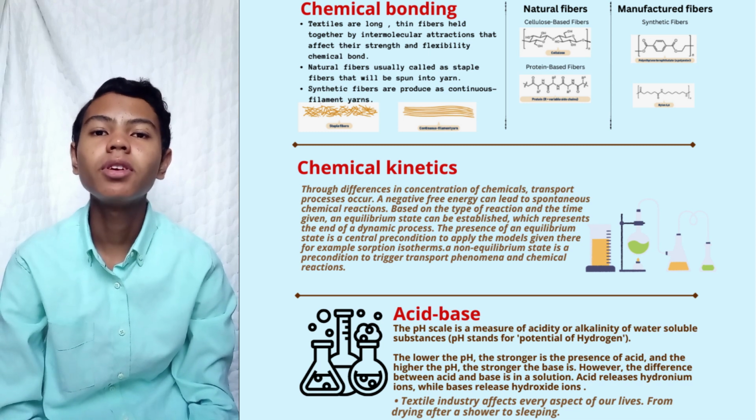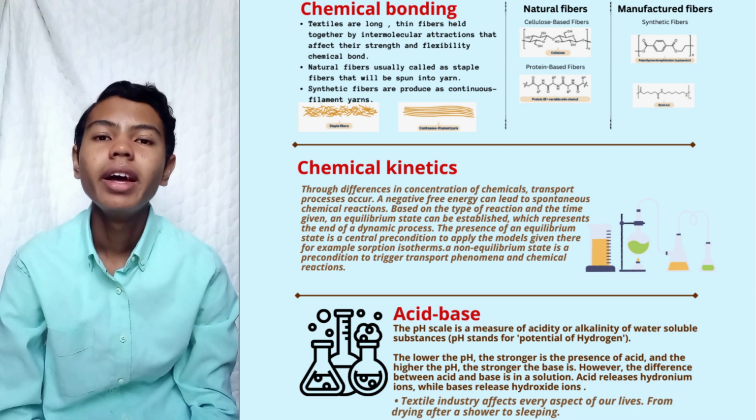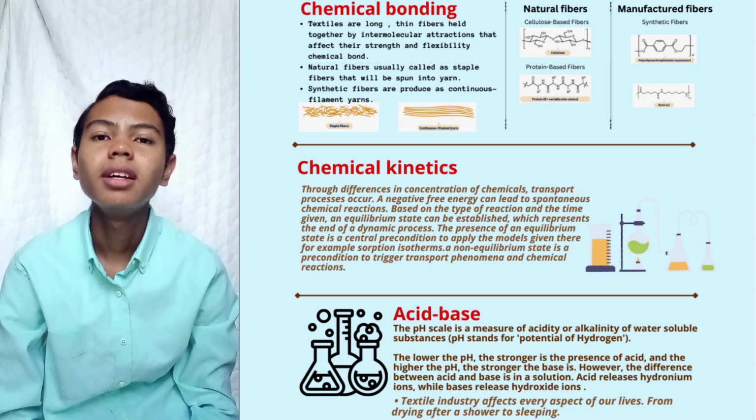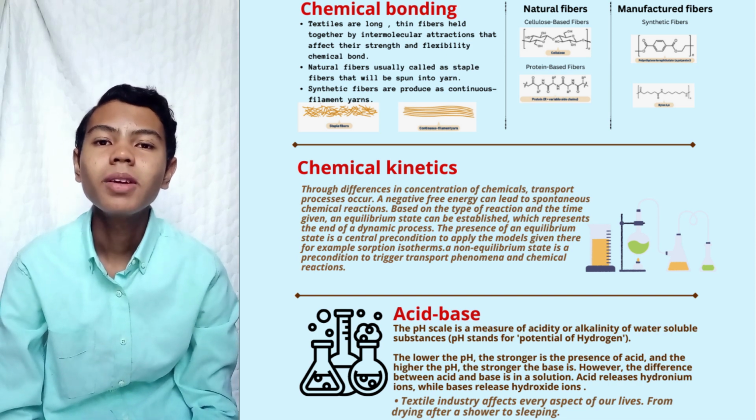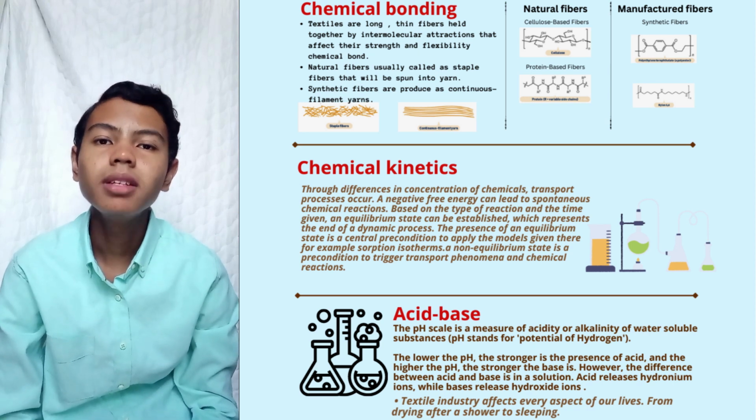Natural fibers, usually we call them staple fibers because the arrangement is irregular and the strength and flexibility of chemical bond are low. For synthetic fibers, we usually call them continuous filament yarns. The structure and arrangement of chemical bonds are high. The strength and flexibility of synthetic fibers are high.